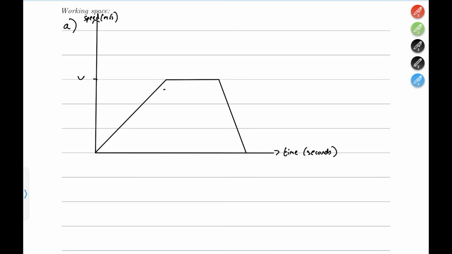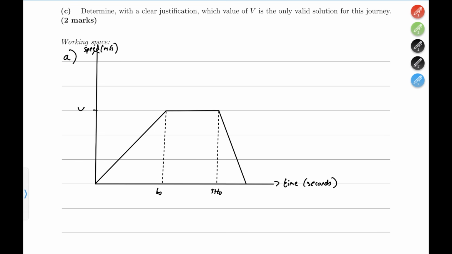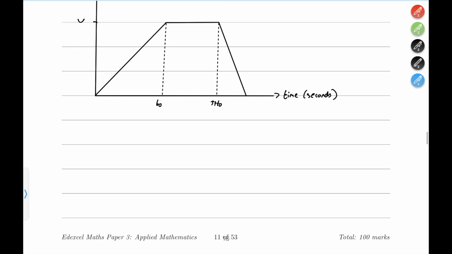Okay, so I'm going to label this t0. Actually, not from there, sorry. I'm going to label it all the way down from here and again here, because I'm going to label this t0 and t plus t0, because then if you subtract the two, you should get t. Okay, the difference between the two is t. And it says here that they maintain that speed for t seconds. So now we know the total journey is 120. So that is part A done. We don't have to do anything else for part A. That is all we need.